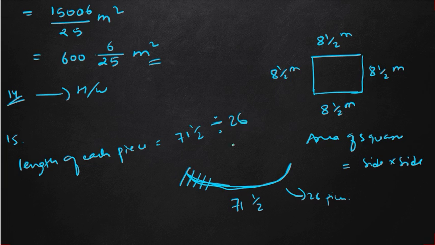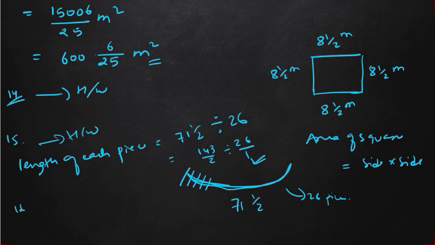So first convert the mixed fraction into an improper fraction. 71 1/2, if you convert it, will be 143 by 2 divided by 26, and 26 is 26 by 1. So you can convert this into multiplication, then you can solve it. Okay, so take 15 also as homework.